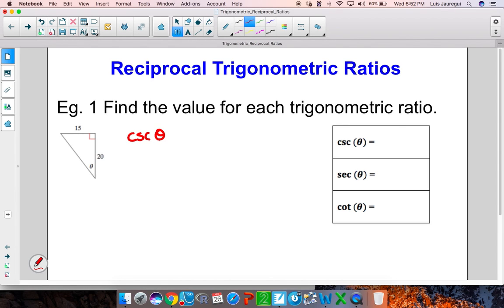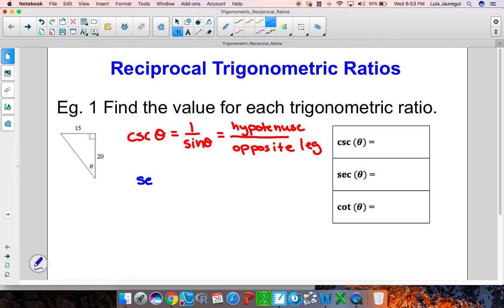Cosecant of theta is the reciprocal of sine, so that's just 1 over sine of theta. Or, if you remember, sine was opposite over the hypotenuse, so this could also be written as hypotenuse divided by your opposite leg, okay? Notice how that is the reciprocal of your sine, so that's why we call this a reciprocal trigonometric ratio, okay? In a similar way, we have secant of theta.